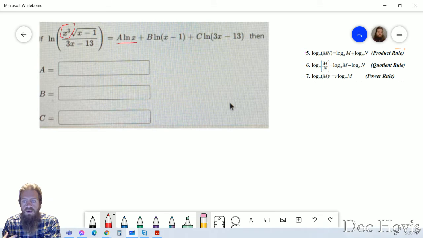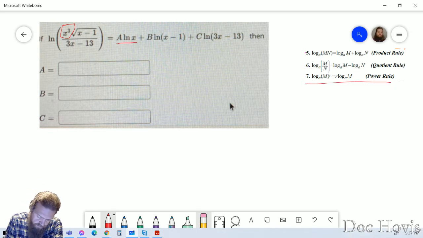Well, what did they do? They used the power rule, and if we look over here at the power rule, it states that the exponent just gets brought out in front. So what's that a equal? Well, that a is equal to that exponent, which is that 3 right there. Cool.